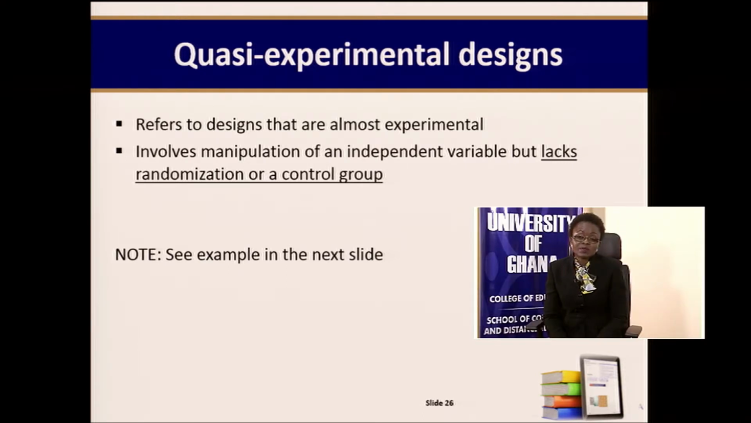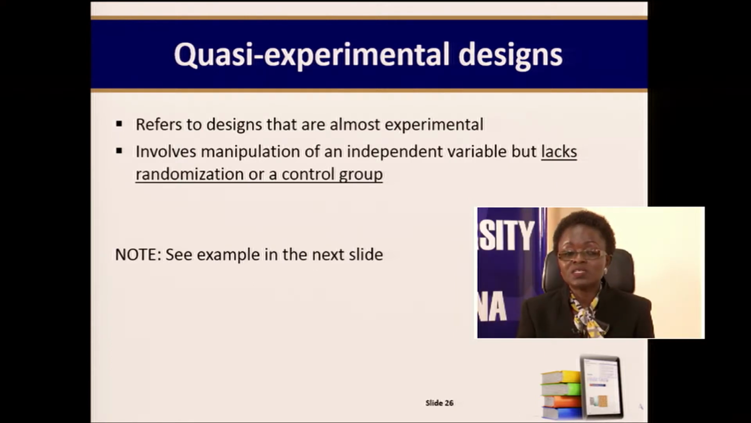So quasi-experimental designs usually involve manipulation of an independent variable but lack randomization, which is a critical piece in experimental designs. The two groups exist. There is manipulation, but there is no randomization. There is no way of allowing the participants to belong to either group. Maybe the researcher just put a line in the middle and say this is group 1, which is treatment, this is group 2, which is control. That is what makes it a quasi-experimental design.